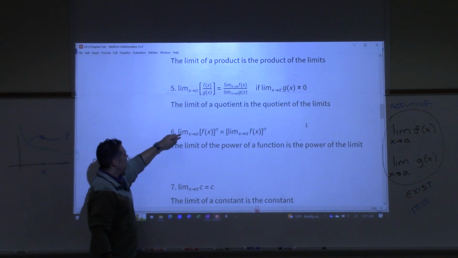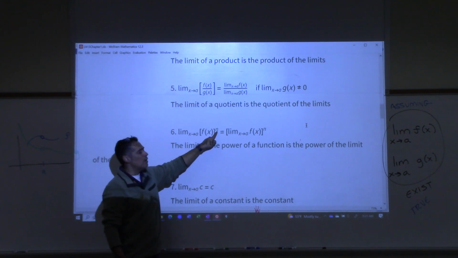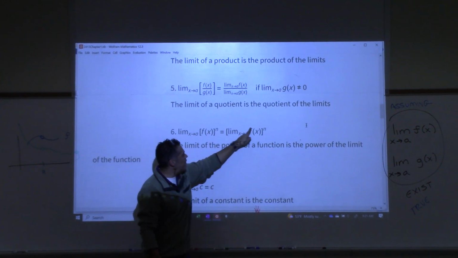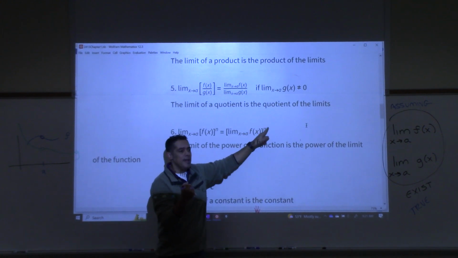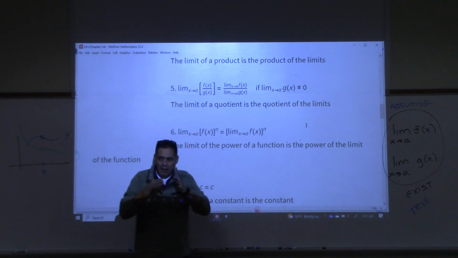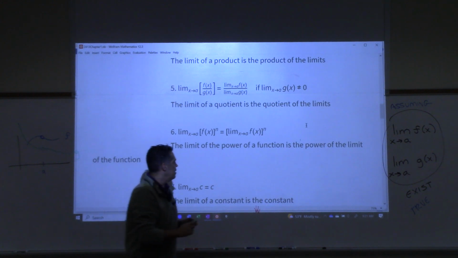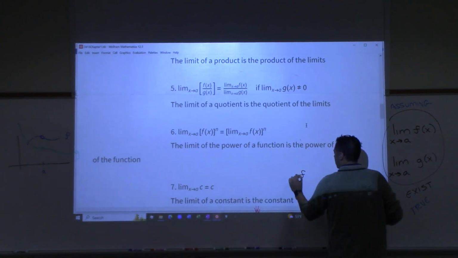Limit as x approaches a. If you have a function and you raise it to a power, what you're allowed to do is actually just do the limit of the function first, figure out that answer, and then raise it to the power. So it's like you're allowed to go inside. Let me give you an example. Let's say we had a function like this.